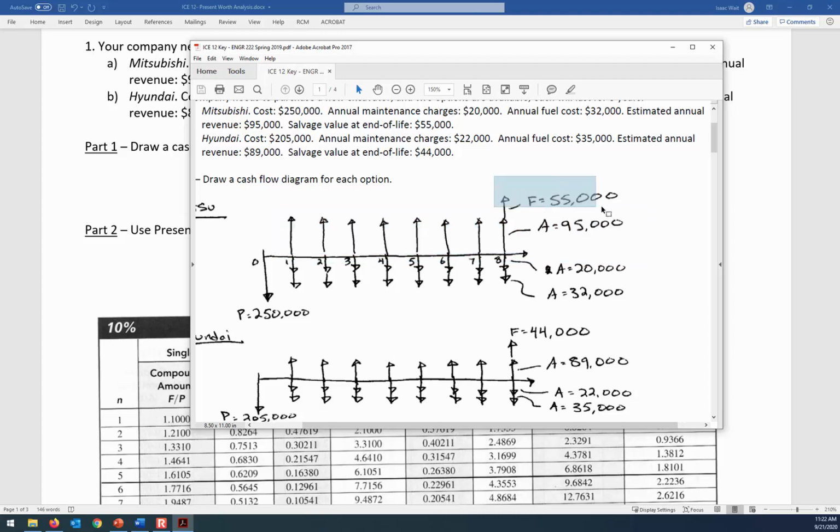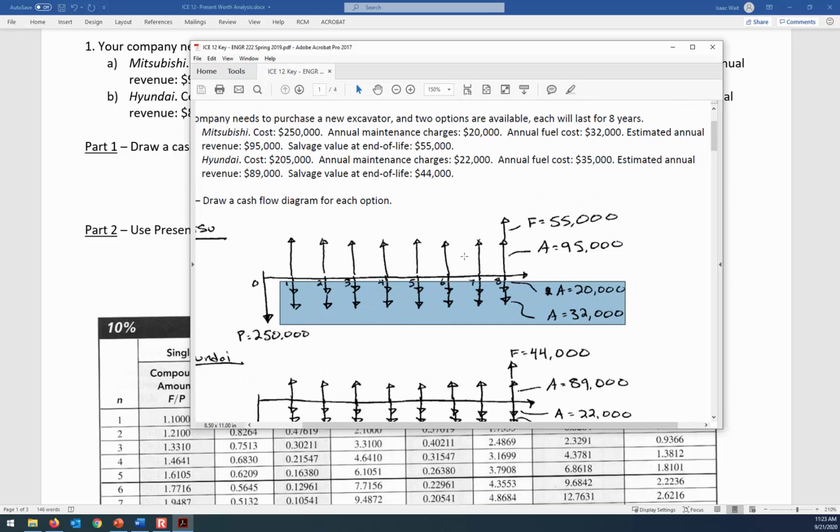And then you can see here is our single future value as a salvage, in year 8. Each year we have both the maintenance costs and the fuel costs, kept separately, $20,000 and $32,000. When you do the calculations, it's okay to find the net amount. You're going to find P given A for the resultant annual series. That annual series is $95,000 in revenue minus $52,000 in costs. And what does that leave you with? $43,000 a year. The mental math sometimes isn't what it ought to be.